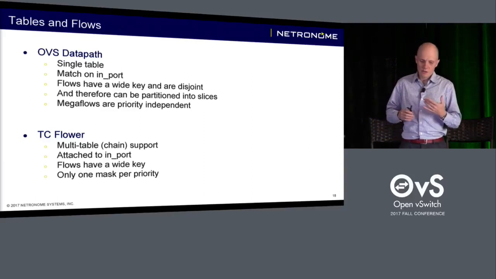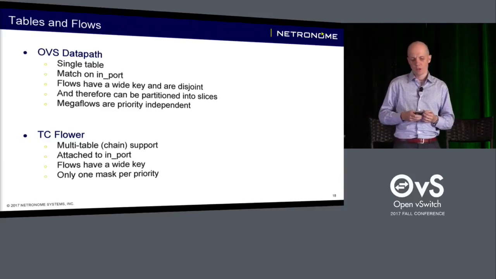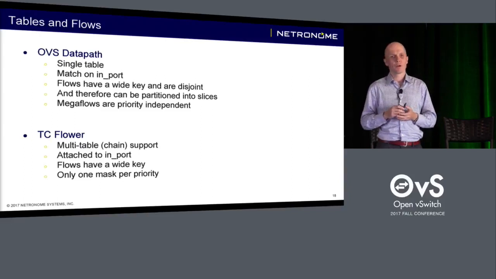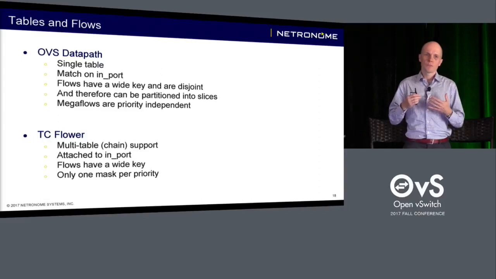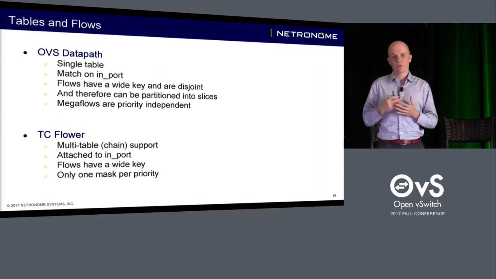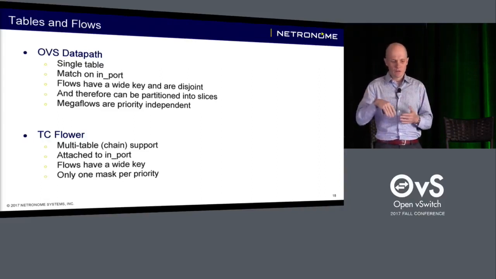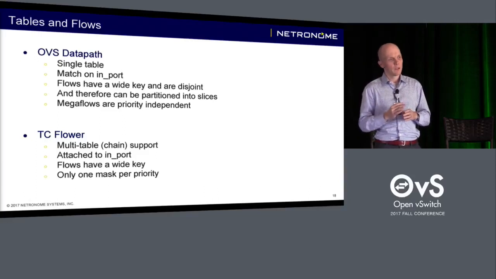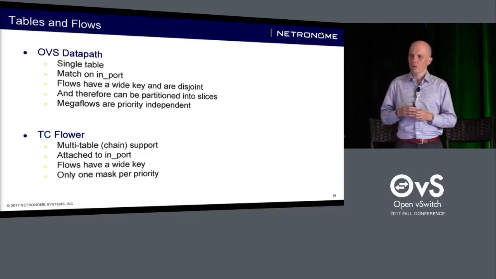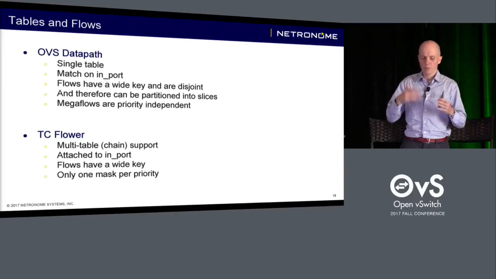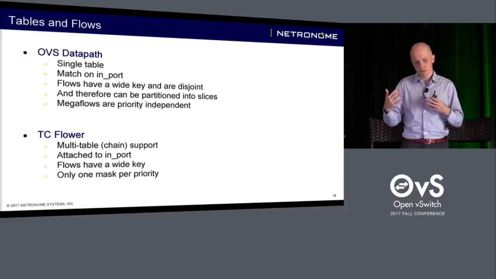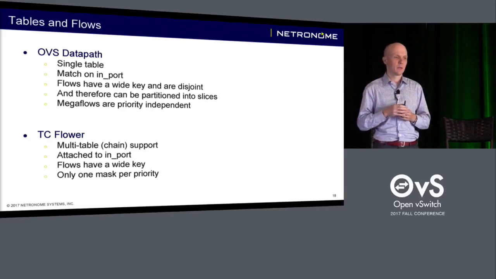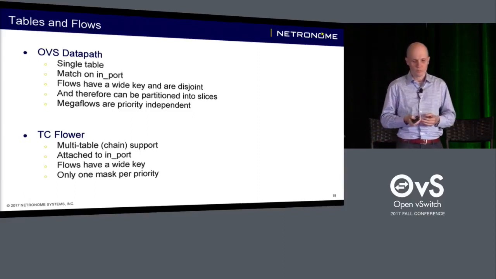An implementation detail, which may go away at some point, is that we can only have one mask per priority level. So if you want to use multiple masks, which you typically do, you have to put them at different priority levels. Now, if you're taking OVS flows and putting them into TC Flower, the ordering of the priorities is not important from a correctness point of view because the flows don't overlap. But if they do overlap, you're in a different use case, and you have to order them depending on the behavior you want.